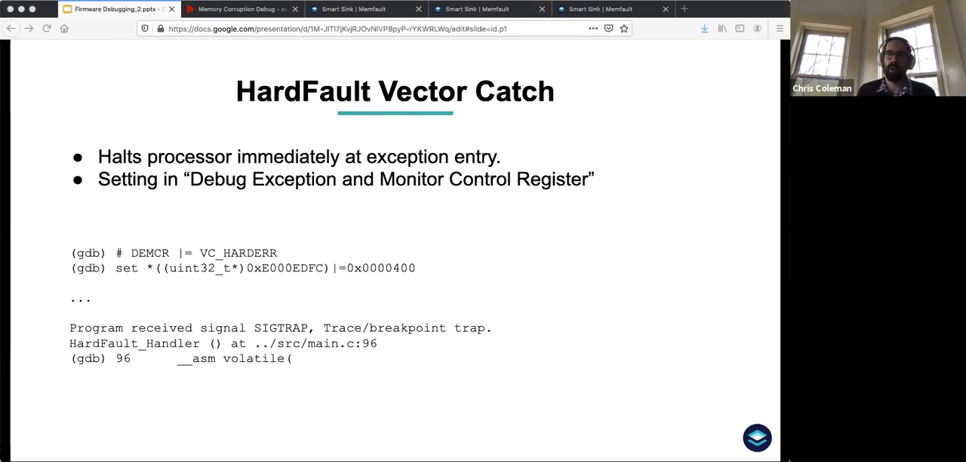So to solve the first problem of blowing past the beginning of the hard fault handler and updating other things, what I like to do is enable a feature of the Cortex-M microcontroller, the hard fault vector catch. And what this will do is when a debugger is attached, it will halt the processor immediately at exception entry. And so you'll be able to halt and look at the state before anything else has been clobbered. And to do that, there is just one bit that needs to be set.